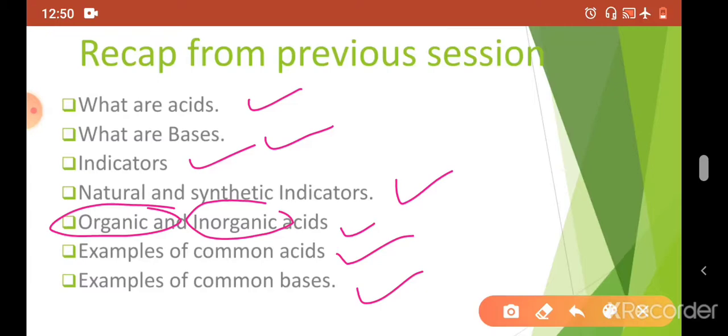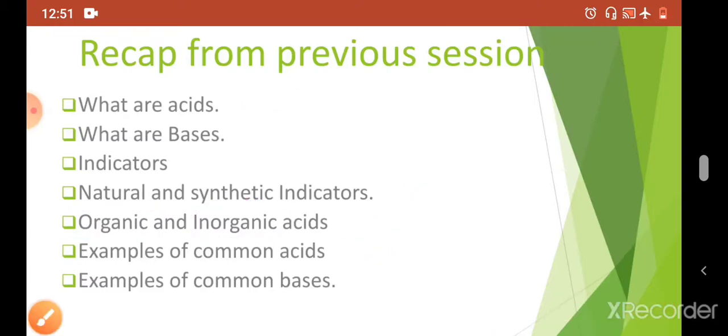I gave you the worksheet as well. So please solve the worksheet if you have not solved it yet, and check the answers which are given at the end of this session. So please go through the worksheet and the answer key at the end of the session. Now we are going to start with today's session.